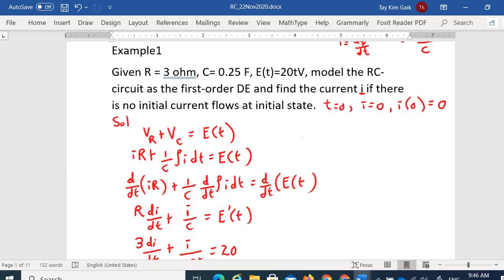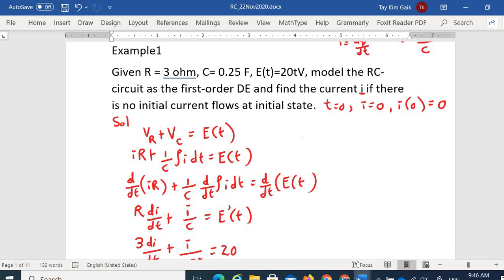To eliminate the integral, we take d/dt of both sides. So d/dt of IR is R di/dt. 1 over C is constant, factor out. And then d/dt of integral I dt, you get I over C. So d/dt E(t) is E prime(t). So if you model in terms of current I, the RC circuit will yield R di/dt plus I over C equal to E prime(t).